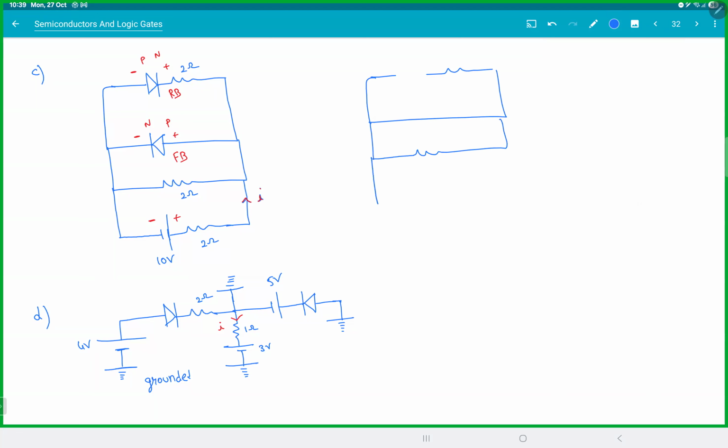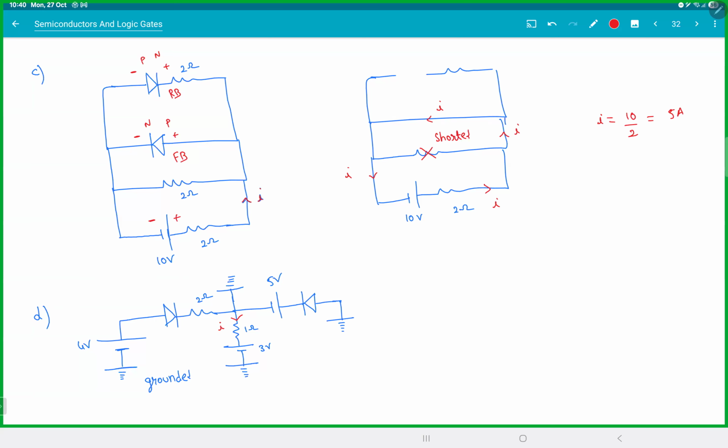This will be 2 ohms, which will get shorted. So 10 volt. This is 2 ohms. This guy is shorted. So all the current will flow through this shorted wire and will come back. I will be 10 by 2, 5 amperes. Got it? Now seriously, this is the level of the questions in the exam. That's what I said. Once you know what is forward, what is reverse, it is simply a current electricity equation.